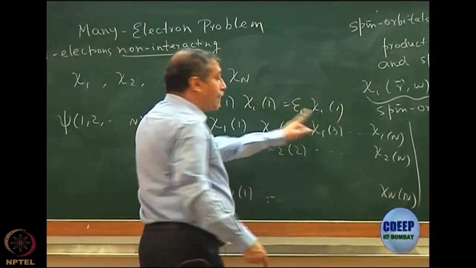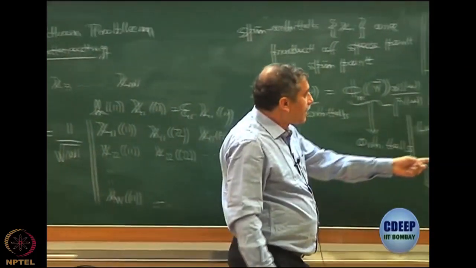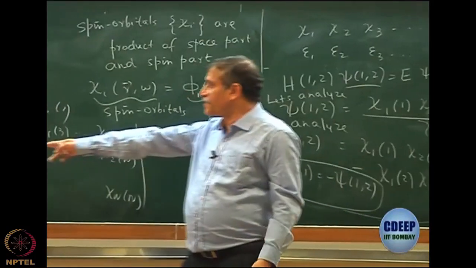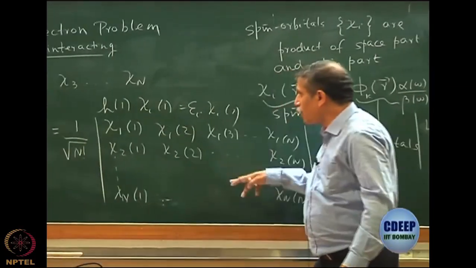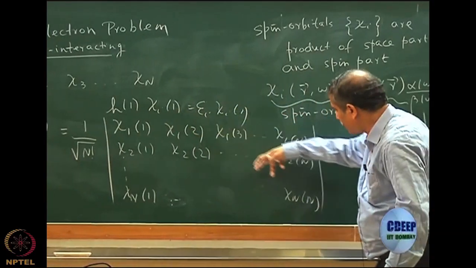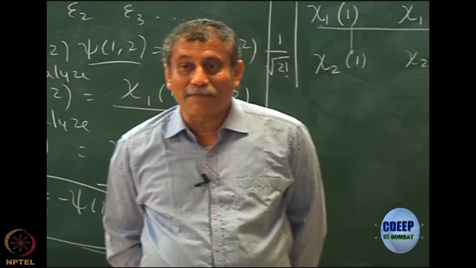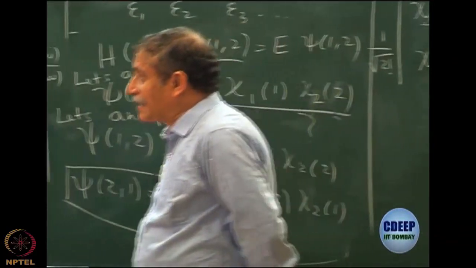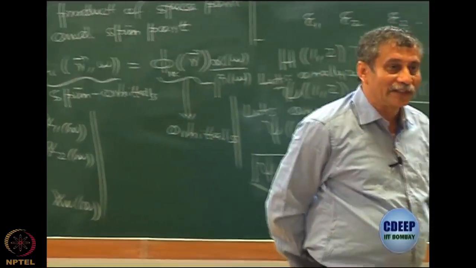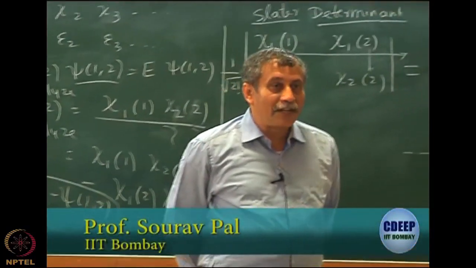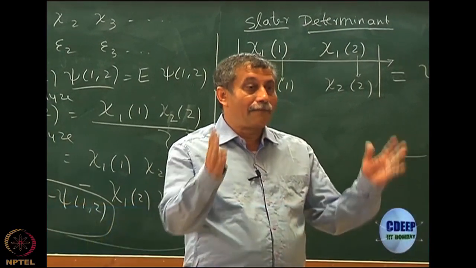How many products do you have? For the two particle problem, we had only two terms, this minus this. For this determinant, how many sets of n products will we have? Like one of these, chi 1 of 1, chi 2 of 2, etc., to chi n of n. How many? N factorial terms. In fact, that is the reason this 1 by square root n factorial comes, to normalize the whole thing. So, if I expand the determinant, I will have n factorial terms.